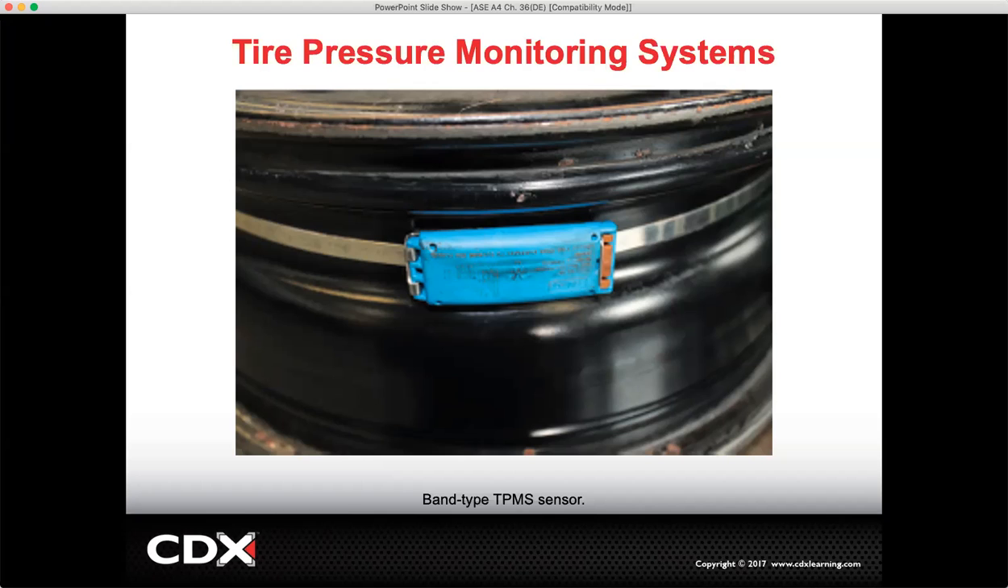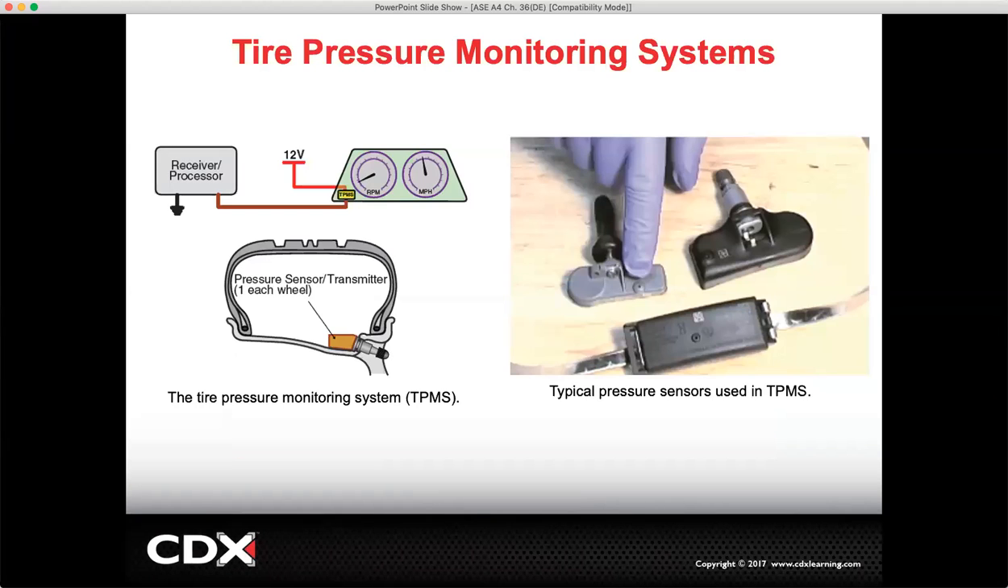And an indirect tire pressure monitoring system uses the anti-lock braking system to measure the difference in the rotation speed of the four wheels. So this would be a direct type of system because we have actual sensors mounted on the wheel that are constantly checking the pressure on the wheels.